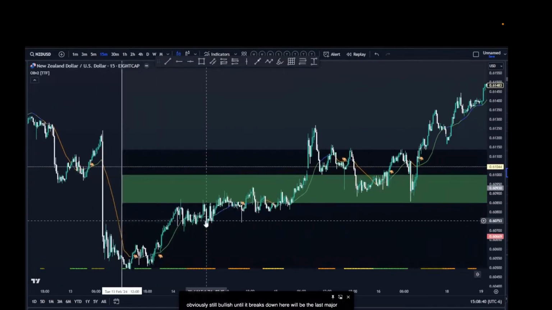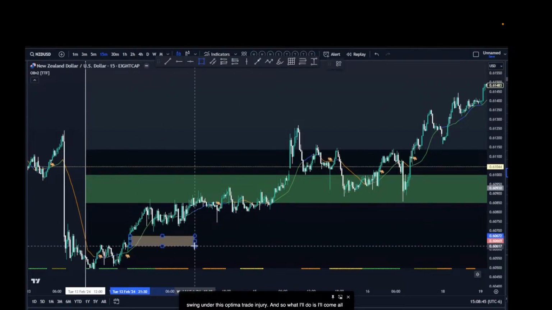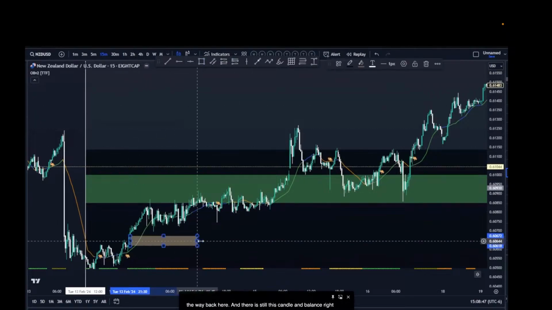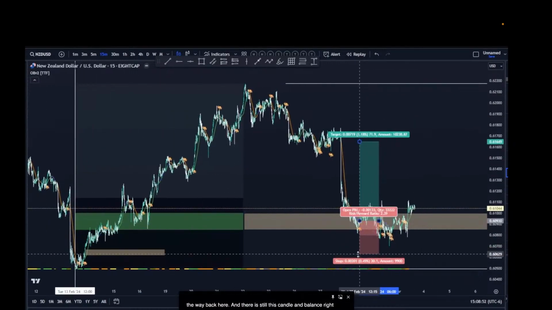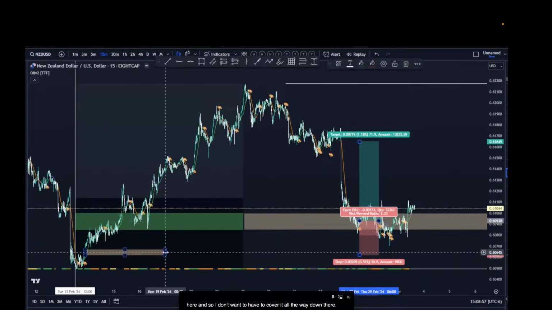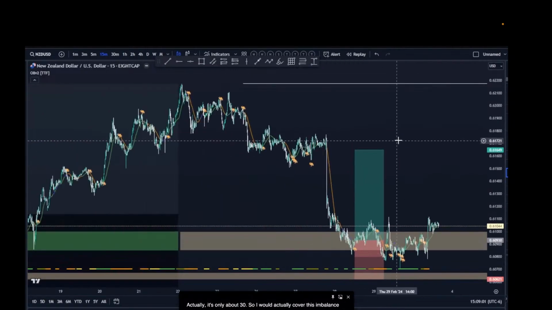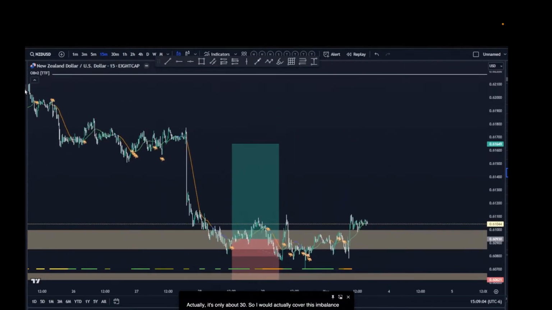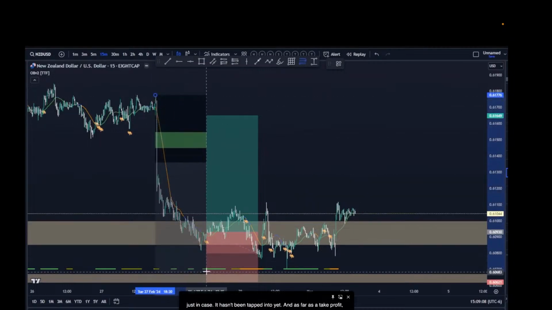And so what I'll do is I'll come all the way back here, and there is still this candle imbalance right here. And so I don't want to have to cover it all the way down there. Actually, it's only about a 30, so I would actually cover this imbalance just in case it hasn't been tapped into yet.